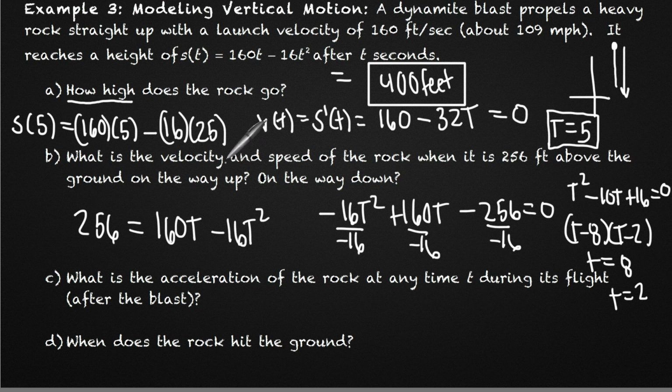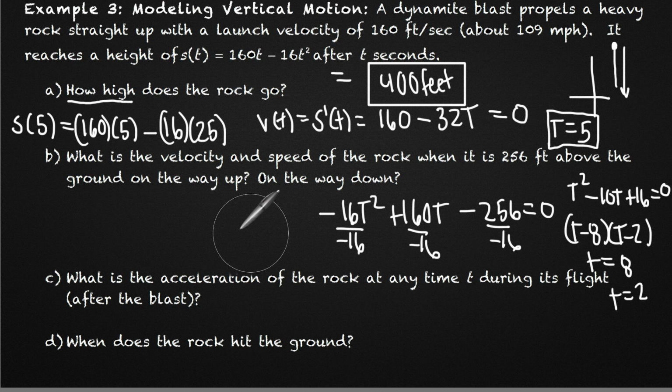So it asks you what is the velocity and the speed of the rock when it is 256 feet. So once again, we take these 2 times, but we're going to first use for when it's on the way up, so that would be 2 seconds. We're going to plug that into our velocity equation that we found in part A. I'm running out of room here, so let me erase some things to create a little bit more room.